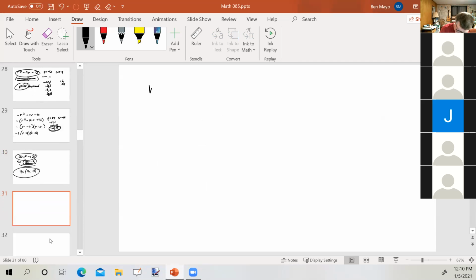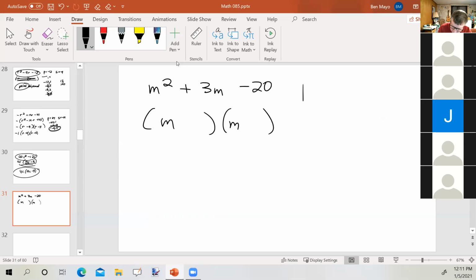How about this one? m squared plus 3m minus 20. This is a trinomial in standard form. There's no greatest common factor. The leading coefficient is a 1, so we're good to go. m and m, product is negative 20, sum is 3. So this process applies to trinomials, not binomials or quadrinomials, four terms, but trinomials.